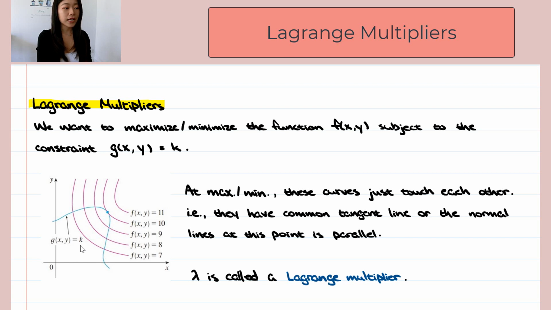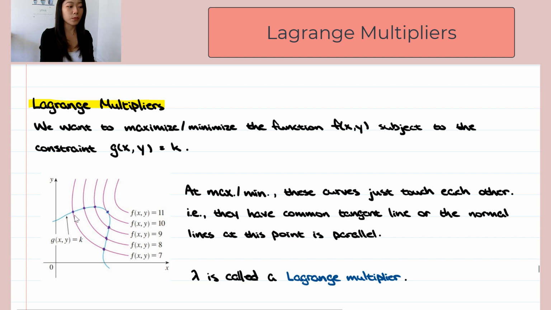Then what we want to find is the maximum values of f that intersect with this level curve. We notice that the constraint g of x and y equals k has several intersection points with the function f of x and y. Here's an intersection. Here's also an intersection. Here's an intersection. Here, here, here, and here.